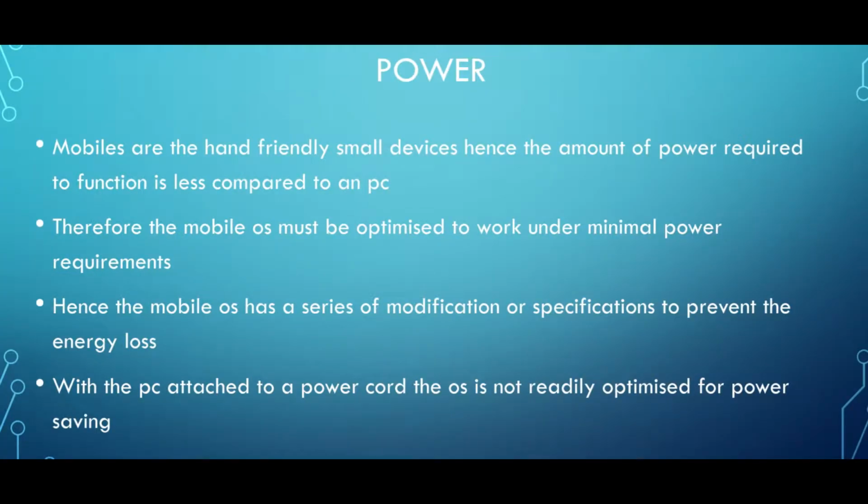Power. Mobiles are small, hand-friendly devices, hence the amount of power required to function is less compared to a PC. Therefore, the mobile OS must be optimized to work under minimal power requirements. Hence, the mobile OS has a series of modifications or specifications to prevent energy loss. With the PC attached to a power cord, the OS is not readily optimized for power saving.